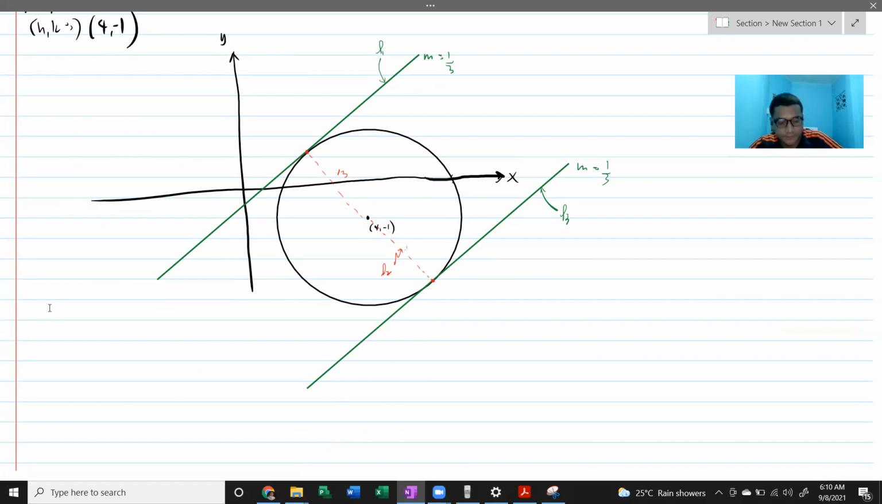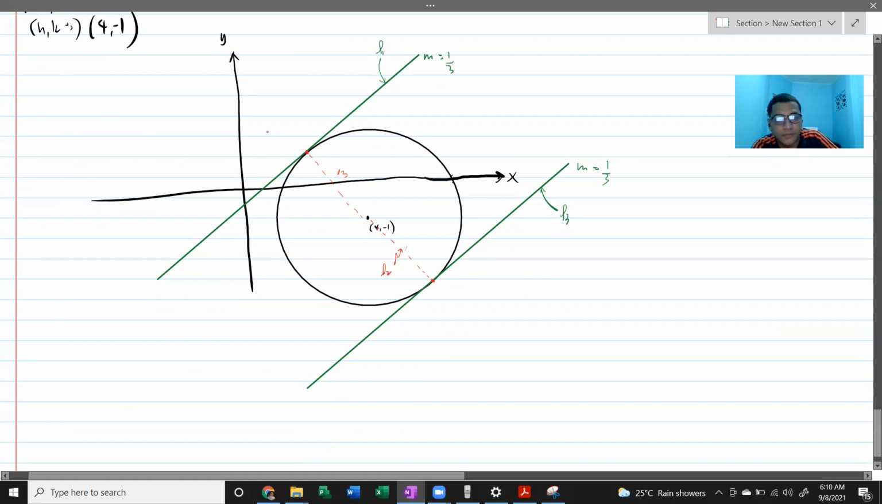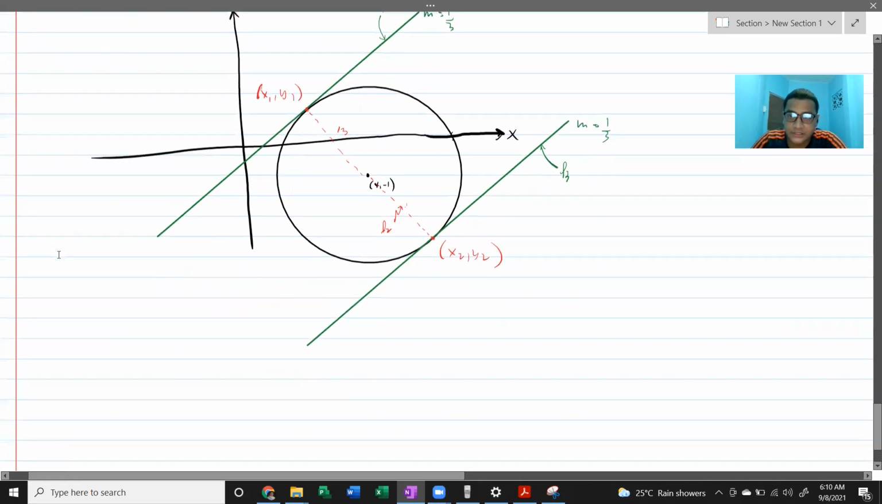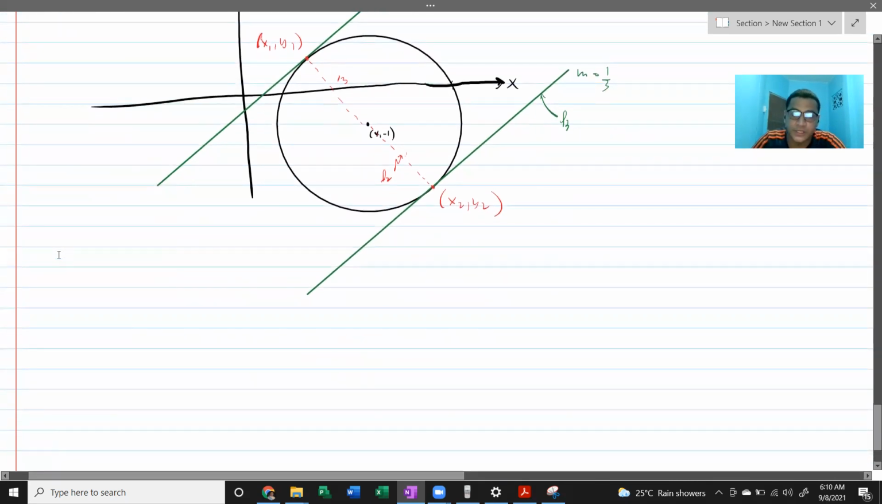Solve for the point of tangency. We call it x1, y1, and here we call it x2, y2, right? But what I will do here is a different approach. For me, this is the easier and faster way. Okay.